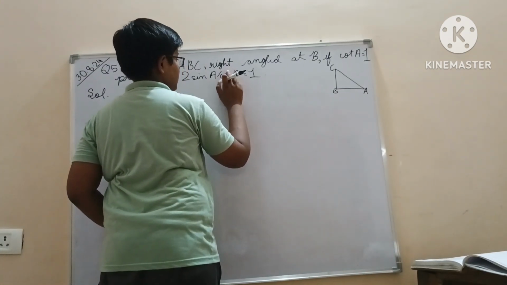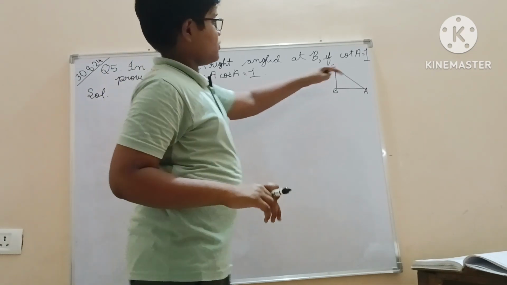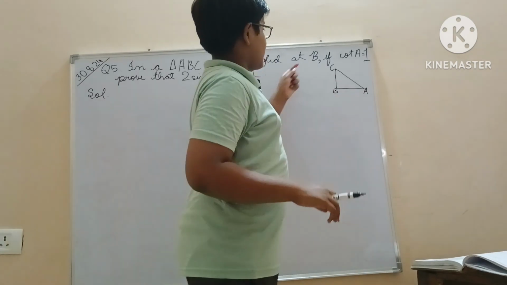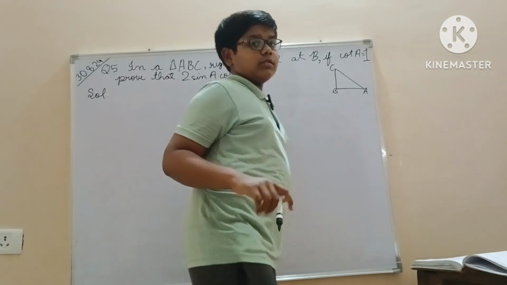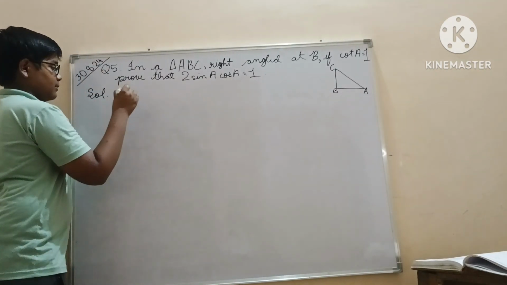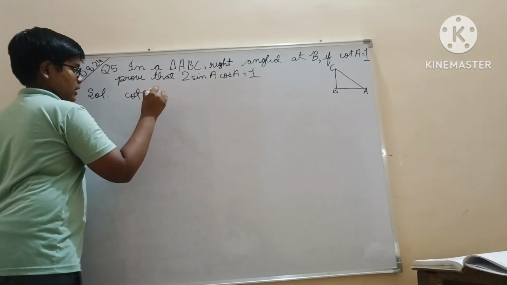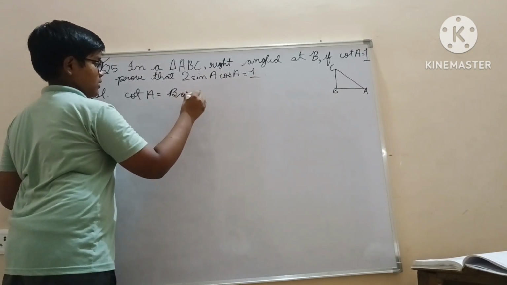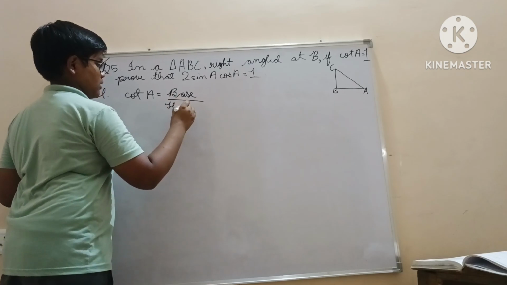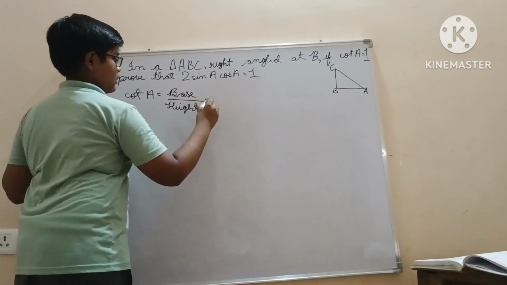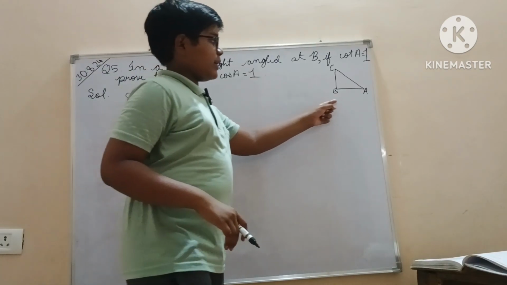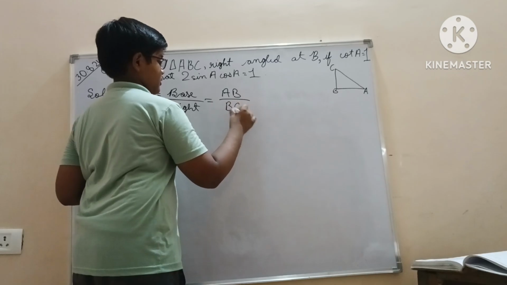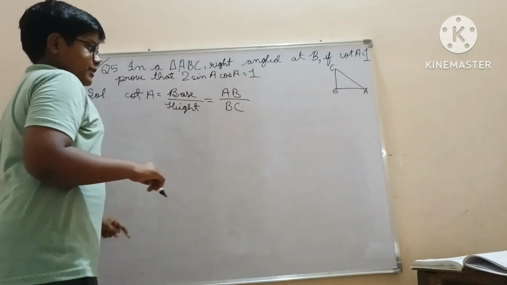Now, as our question says that cot A is equal to 1 and there is a triangle ABC, which is right angled at B, we will find the value of cot A. The formula of cot A is base upon height, which is equal to, let's consider our base AB and height BC. So our base is AB and height is BC.